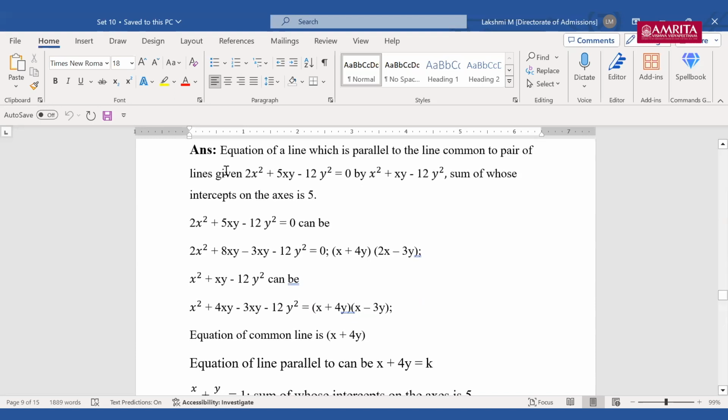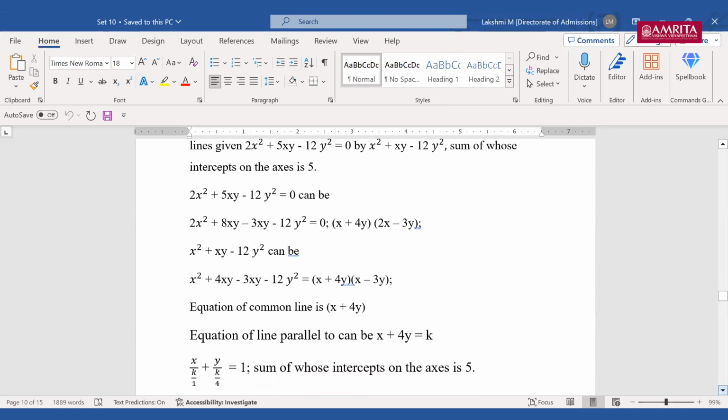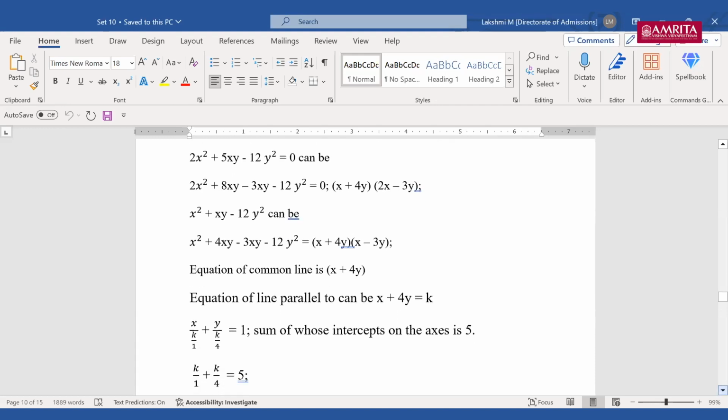This is what is actually given in the question. The line which is parallel to the common line of the pair of lines given by those two other equations, and some of the intercept values are also given. So I have to quickly solve those and find out which is the one that's common.